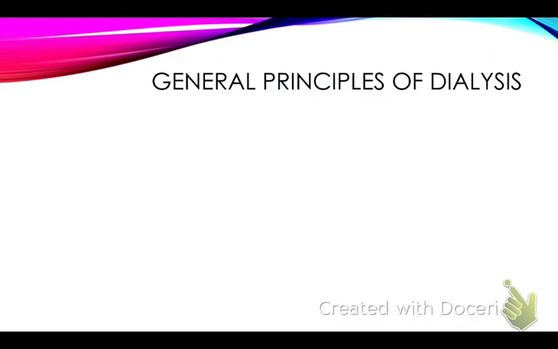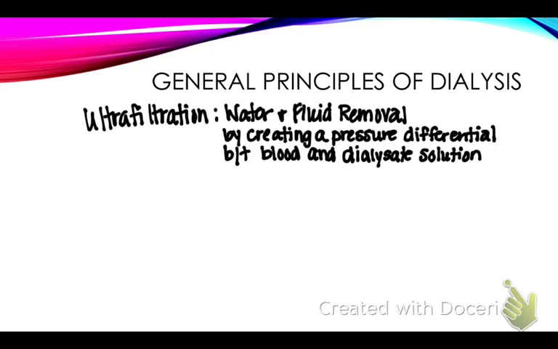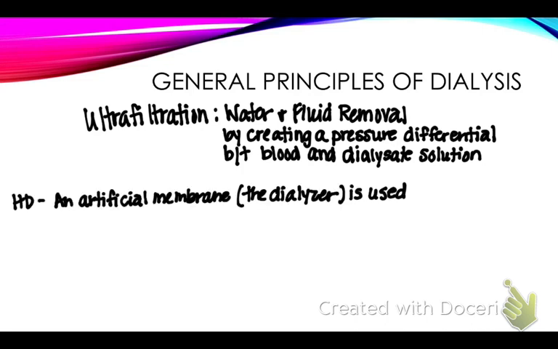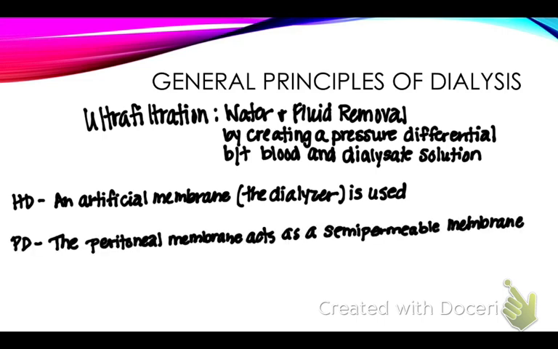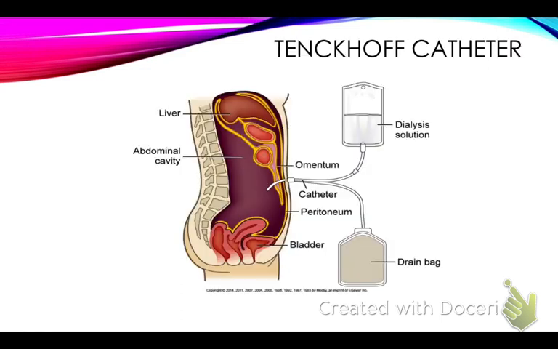So let's just talk about a few general principles of dialysis. It occurs using ultrafiltration, which is water and fluid removal by creating a pressure differential between blood and dialysate solution. So you get this pressure differential between the blood and the dialysate. Hemodialysis uses an artificial membrane. The dialyzer is used, and I do have a picture of that on another slide. And then with peritoneal, the peritoneal membrane is used as a semi-permeable membrane for osmosis and ultrafiltration.